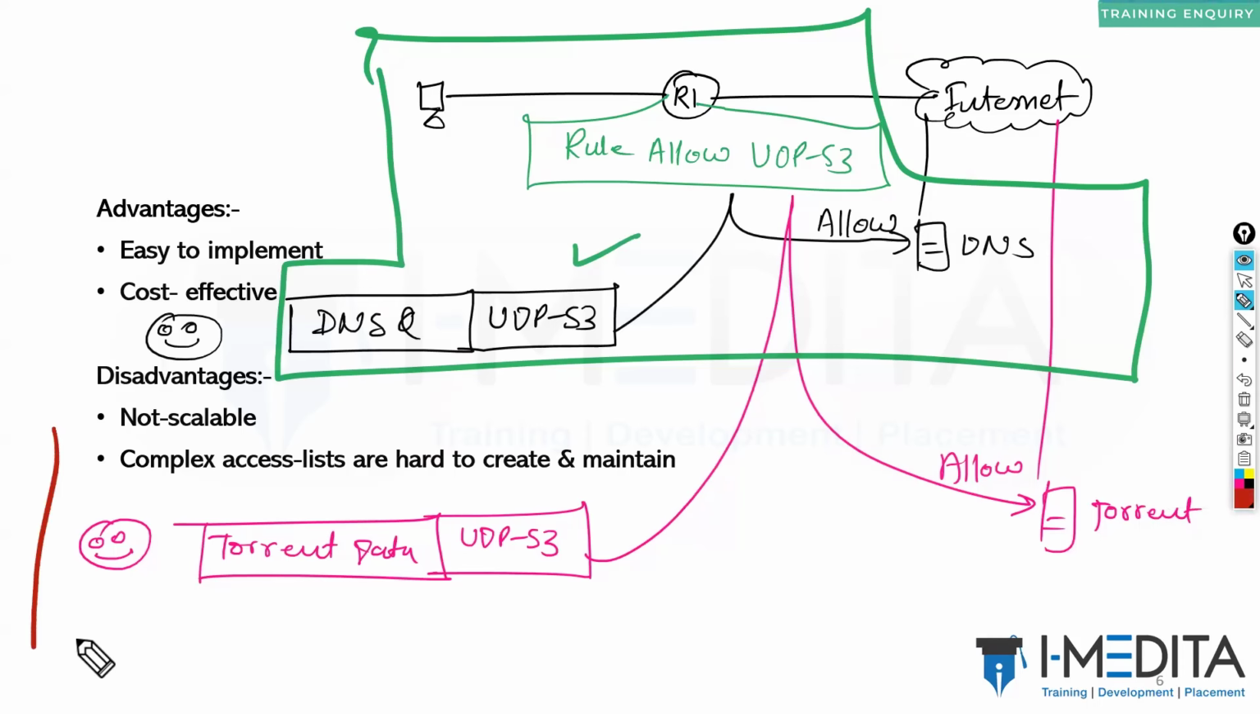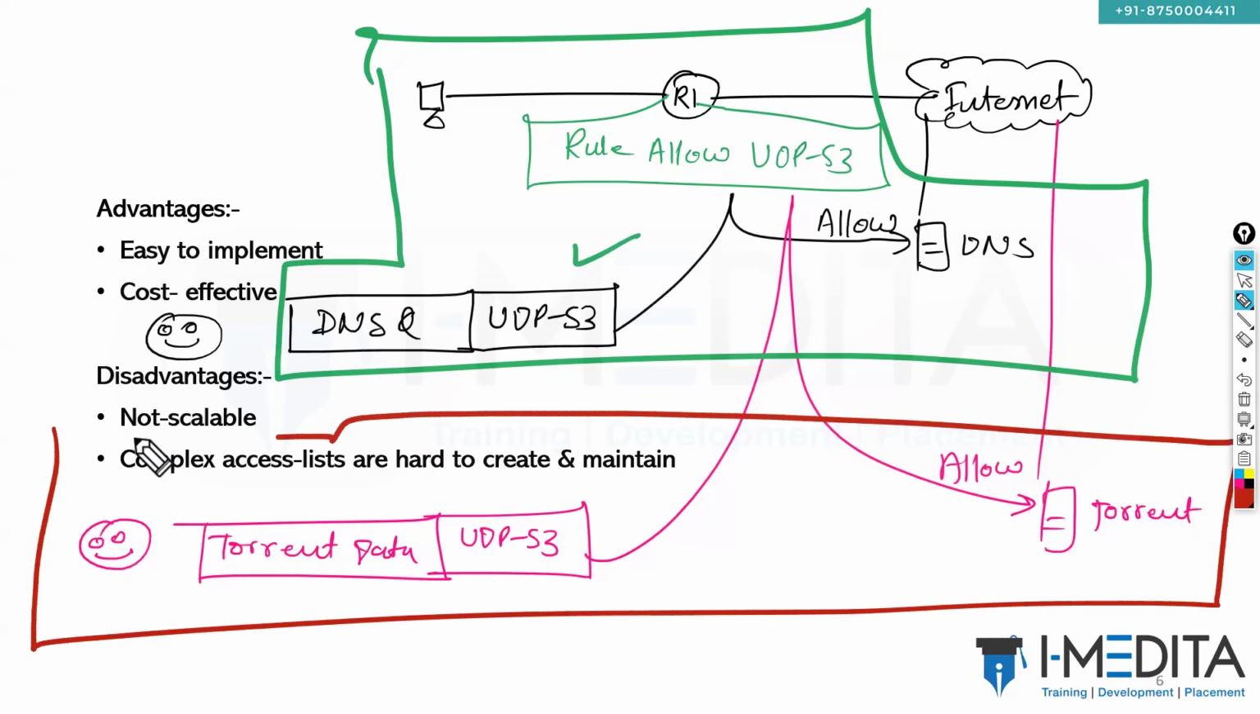If the packet doesn't contain DNS under 53, don't allow it. This kind of job cannot be done by packet filtering. So this is the disadvantage. Whatever you allow, if you have allowed any port like 53, at that port number DNS is allowed, as well as your torrent is also allowed. So this is the drawback of packet filtering here.